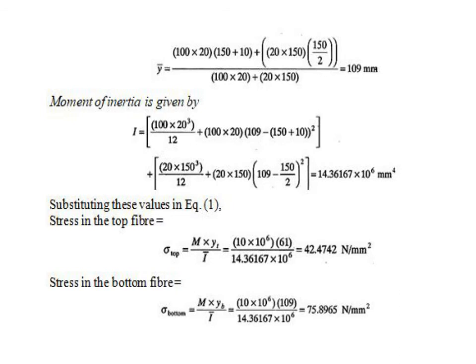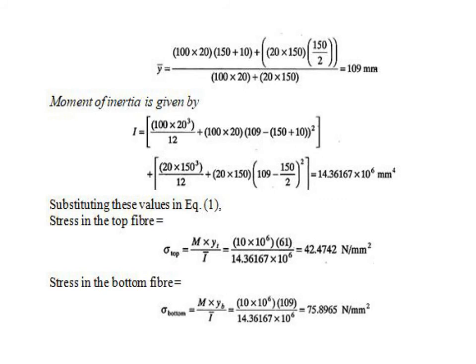For the unsymmetric section, y bar is A1 y1 plus A2 y2 divided by A1 plus A2, which means the area of the flange and its corresponding neutral axis depth, plus the area of the web and its corresponding depth, divided by A1 plus A2. The area of the flange is 100 into 20, its distance from the bottom fiber is 150 plus 10, plus the area of the web 20 into 150, its neutral axis depth from the bottom fiber 150 by 2, and substituting this we get the y bar value as 109 mm.